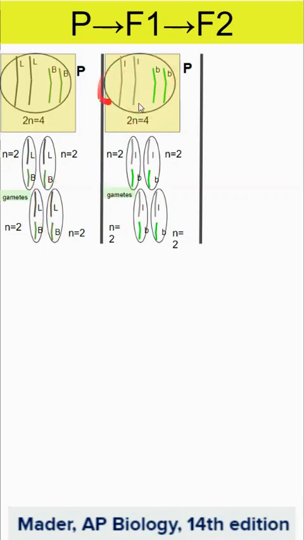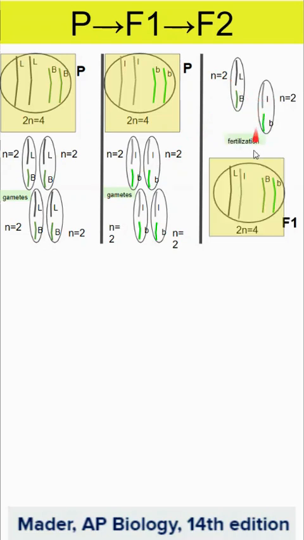The other P generation here is the homozygous recessive. And again, through meiosis 1, meiosis 2, the gametes are going to be haploid, and they're all going to have the recessive alleles. Now, as you cross these, you're going to have 1 gamete from each, and ultimately, through fertilization, you're going to get back to diploid for that F1.